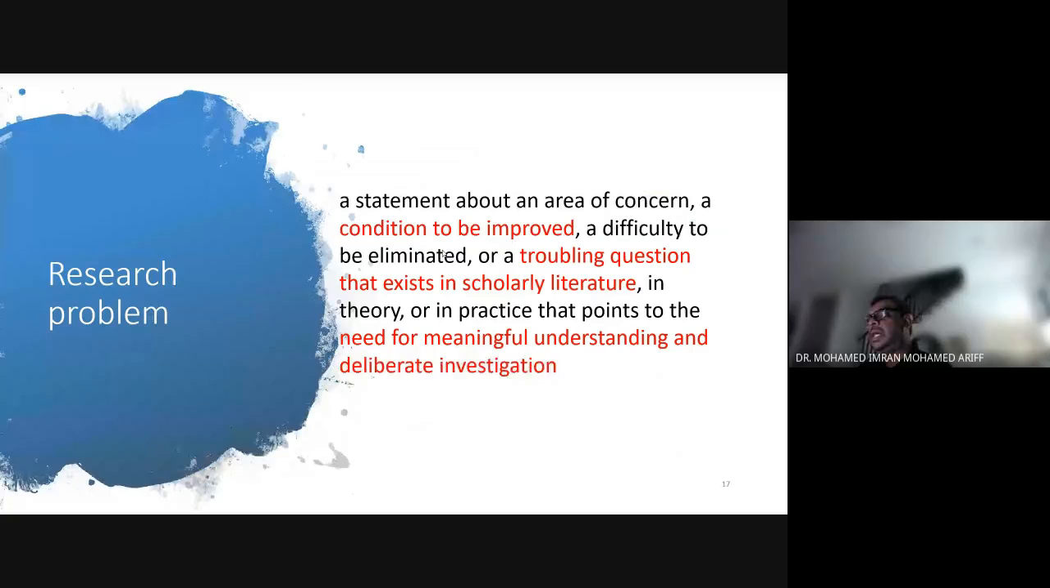What is the problem? Masalah ni. A statement about an area of concern, a condition to be improved, a difficulty to be eliminated, a troubling question that exists in a scholarly literature.